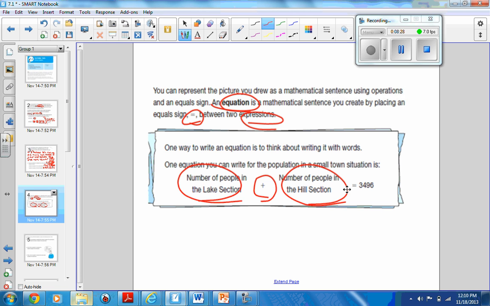So equation, again, is when you take 2 expressions and set them equal to each other, basically. It's when you have that equal sign. So we're going to take the picture that we drew and we're going to put it into 2 expressions, set them equal to each other to make an equation. So let's look at that.